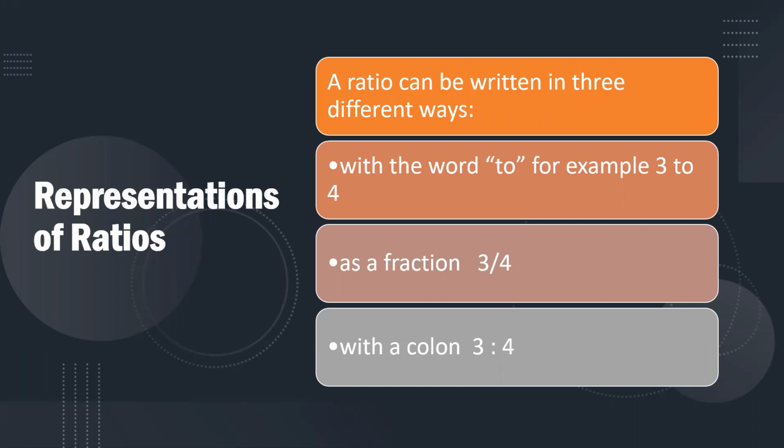Sienna, can you read the slide, please? Yes, sir. A ratio can be written in three different ways. With the word to, for example, 3 to 4. As a fraction, 3/4. With the colon, 3:4. And when we have the colon, we still read it 3 to 4. All right. So there are different ways we could represent a ratio: in words, as a fraction, and with a colon.